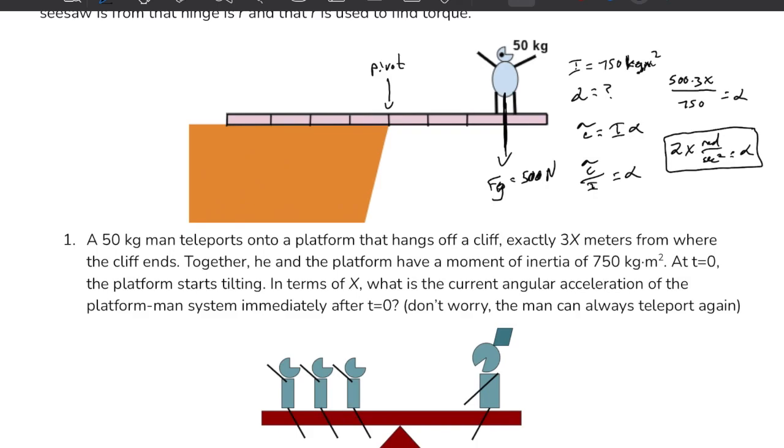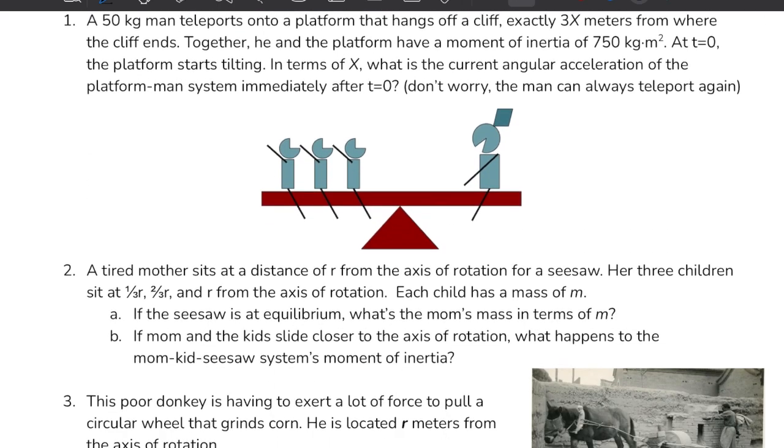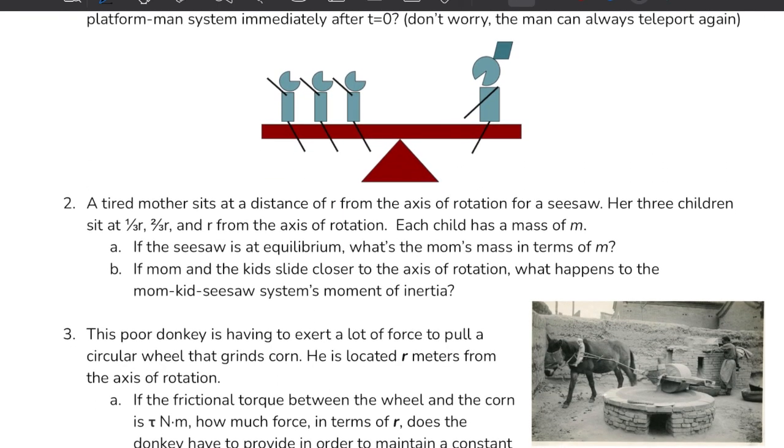We've got a mom and 3 kids on a seesaw. We want to find out what the mass of mom is. Don't tell mom. Anyway, she's sitting R away from the pivot. She has a child that is 1/3 R, a child that is 2/3 R, and a child that is R from the pivot. Each child has a mass of M.